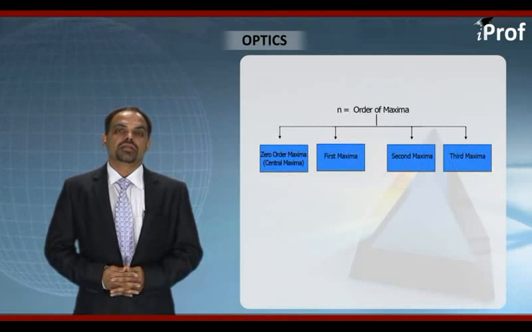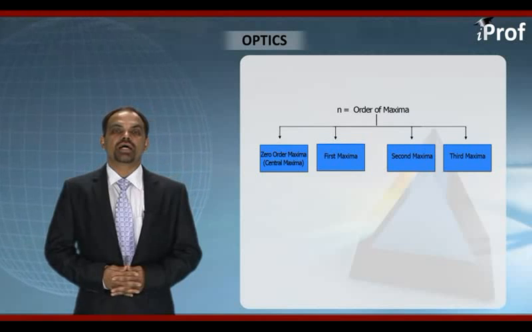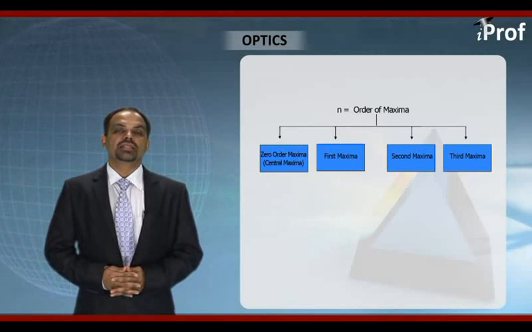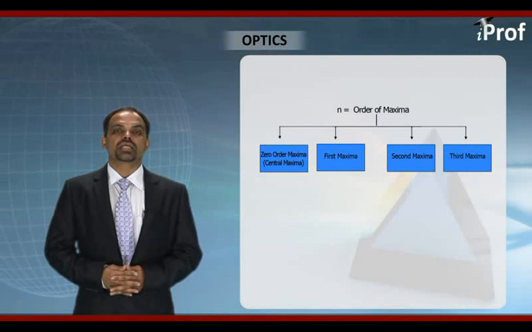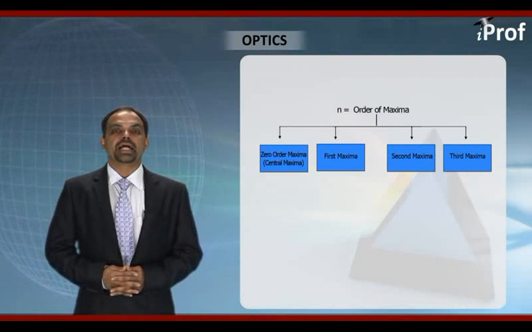and n here represents the order of maxima. When we take n equal to 0, it is referred to as the zero order fringe. When we take n equal to 1, it represents the first maxima. n equal to 2 will represent the second maxima, and so on. n equal to 0 gives us a maxima which is known as the zero order maxima or central maxima, as we simply refer to it.